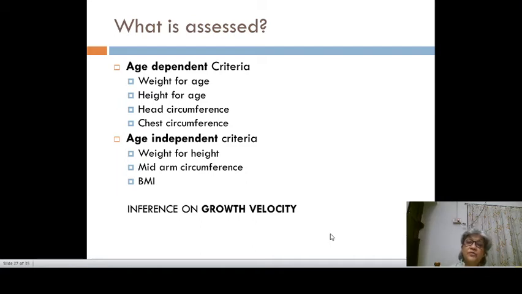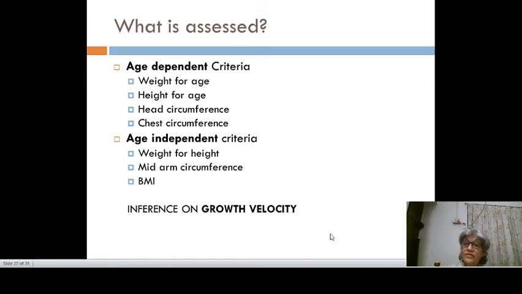Now suppose we do not know the age of a child. Can we do anything? Yes. For that we need some age independent criteria. The most common age independent criteria is weight for height. If I know the weight of a child and also the height of that child, what is the expected weight for a particular height? If that is not met, then the growth of the child maybe is faltering. So weight for height is important.